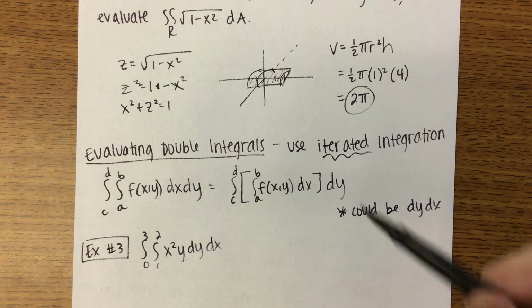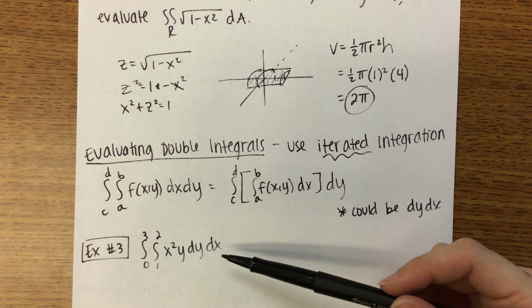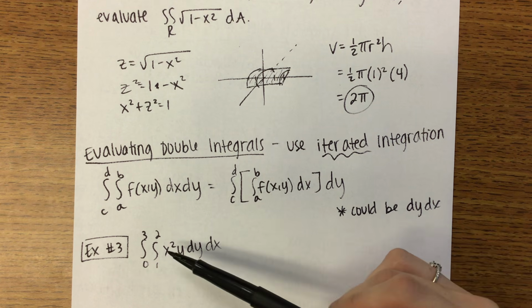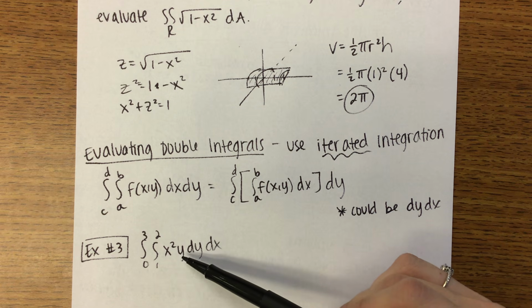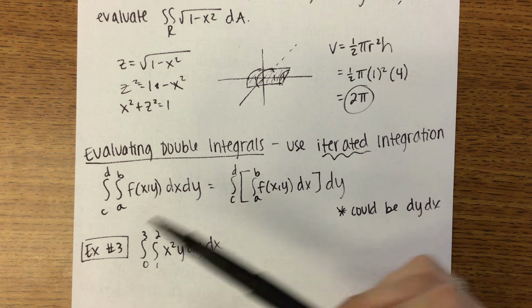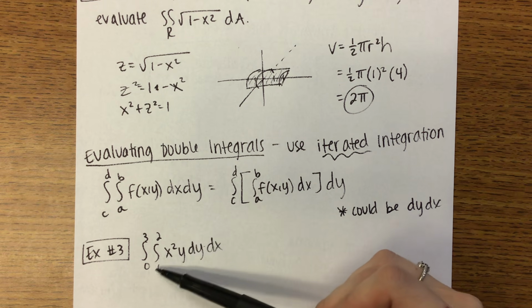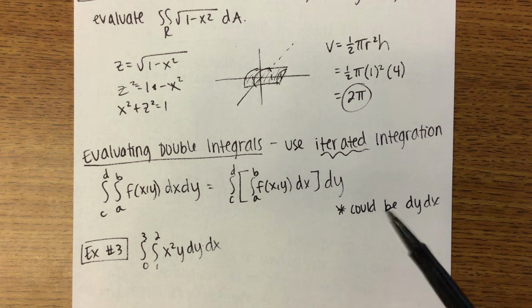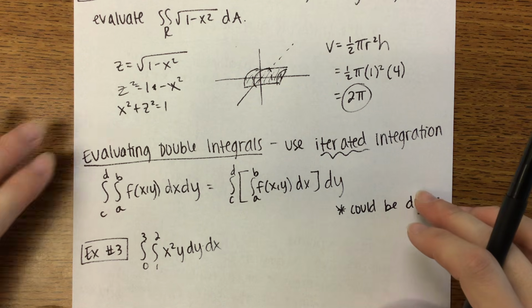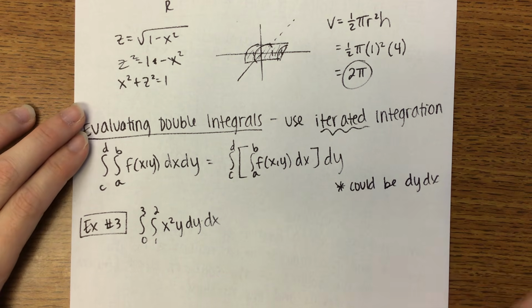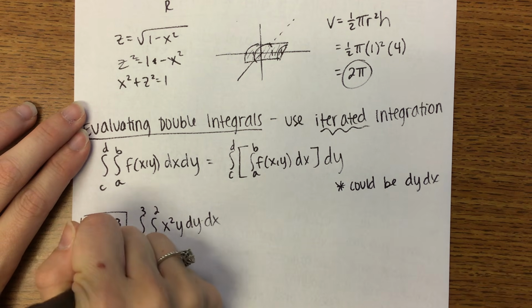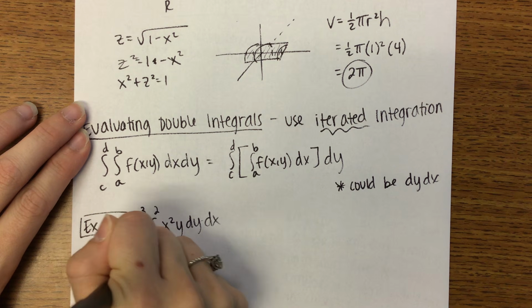Okay, so this integral would be used to calculate the volume underneath the surface x squared y above the xy plane, when y is between 1 and 2 and x is between 0 and 3. We're not going to look at the figure, we're just going to calculate. Again, ignore the outer bounds for a minute and just look at that inner integral.